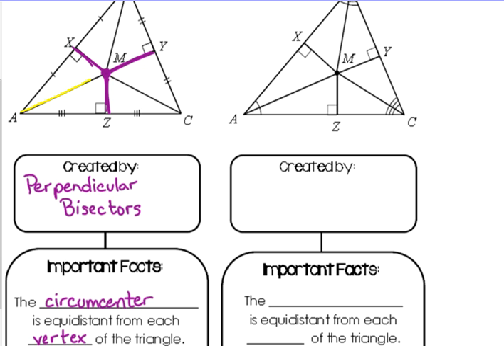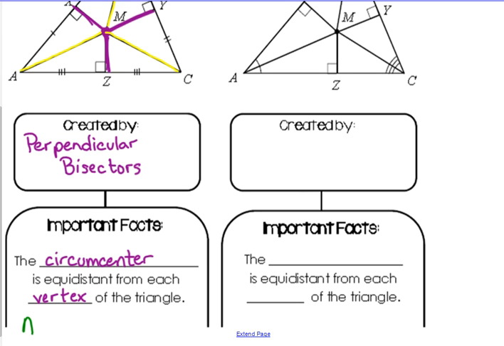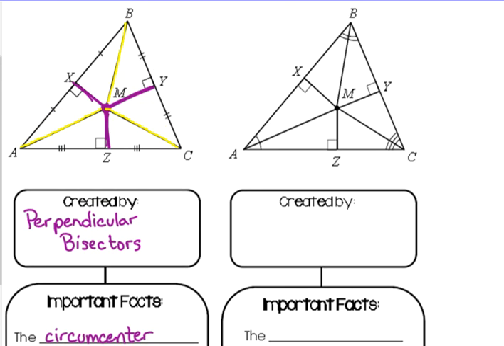So that means the distance from A to M, the distance from C to M, and the distance from B to M are all the same length. AM equals BM, which equals CM. So we could mark those as well. We've already used up to 3 tick marks, so let's use 4 to mark that those are congruent to each other. The circumcenter is equidistant from the vertices.